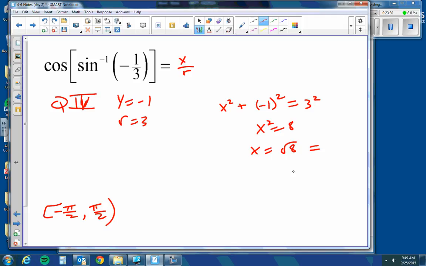What is that? 2 radical 2, yeah. Positive or negative? It's coordinates, so it could be positive or negative. If we're in the fourth quadrant, x values are positive. So it is positive, but you need to be sure of that. So x is 2 radical 2, r is 3, and the answer is... -2 radical 2? Okay, I was wrong.